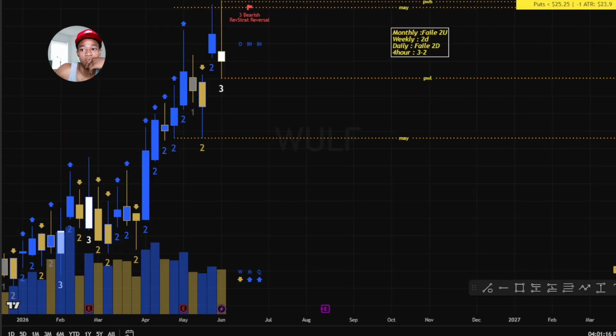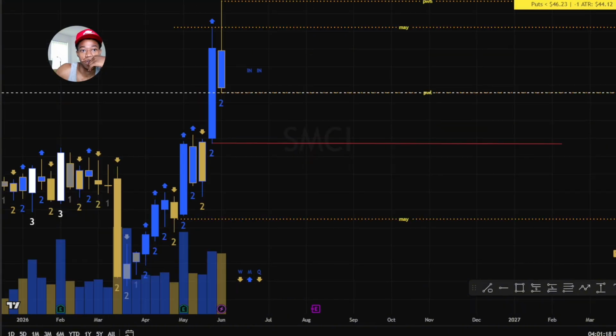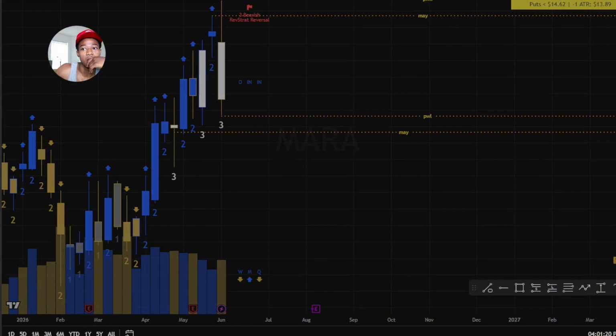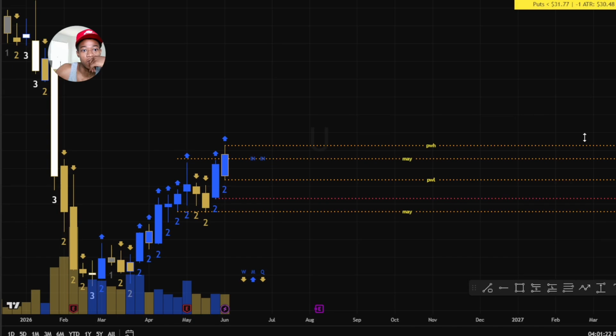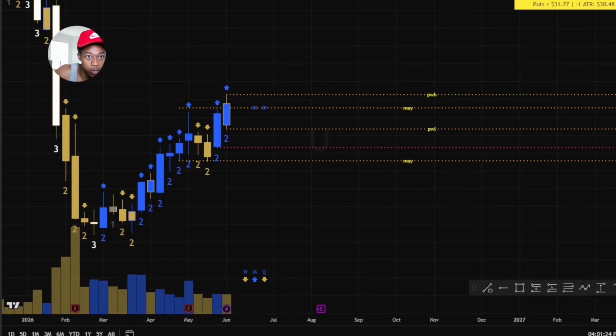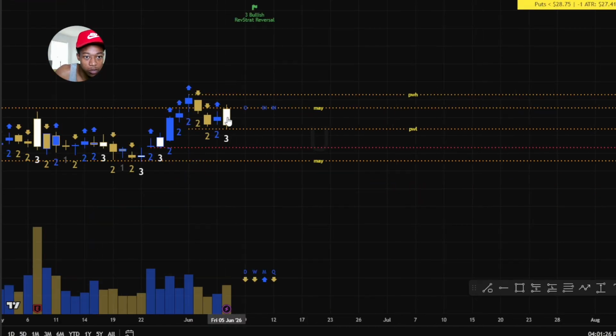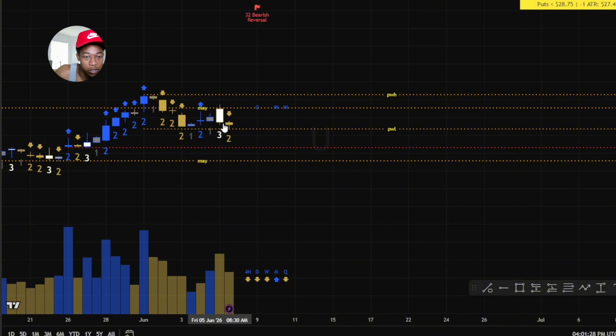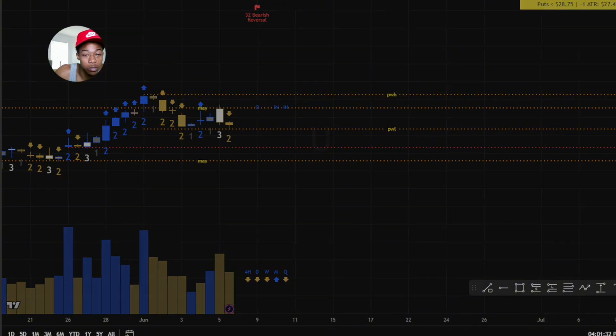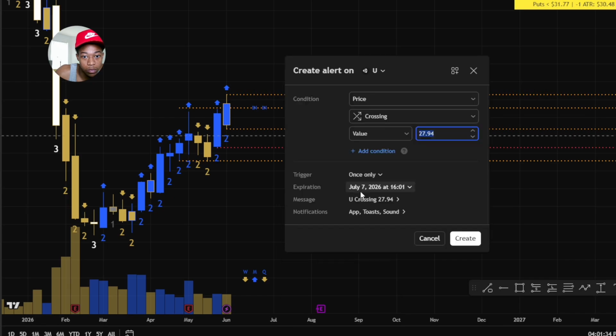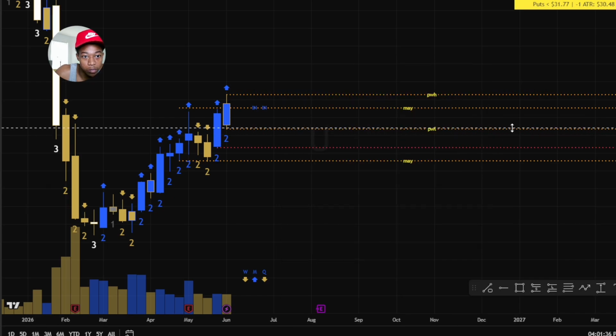Let's see what else we've got to see. That got a 3, got a 3. SMCI, like MARA, got a 3, 3. We got U with a failed 2 up. Got a 3 right here. Then we got a 3, 2. So if you want to ride, U is a good one for a good bearish move.